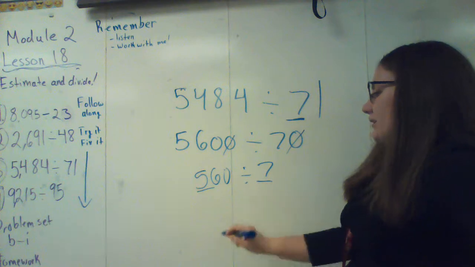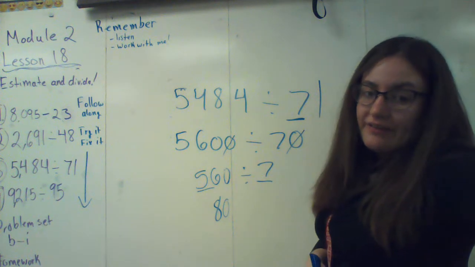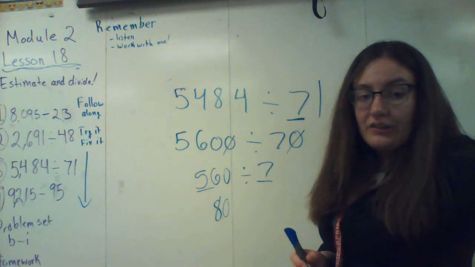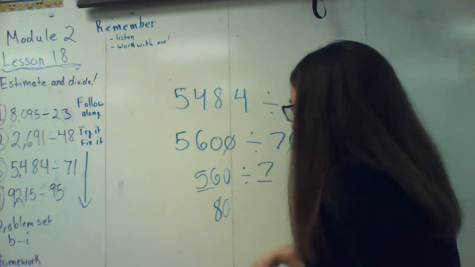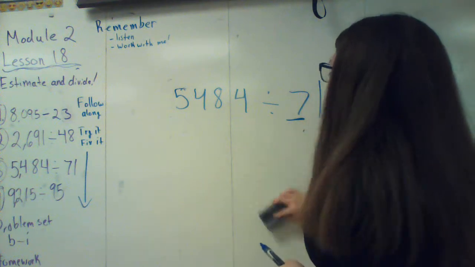So 56 divided by 7 is 8. And then I'll add that 0 for my final answer of 80. So if your final answer was close to that, then you did an excellent job. I'll show you another way that I could possibly estimate this too.